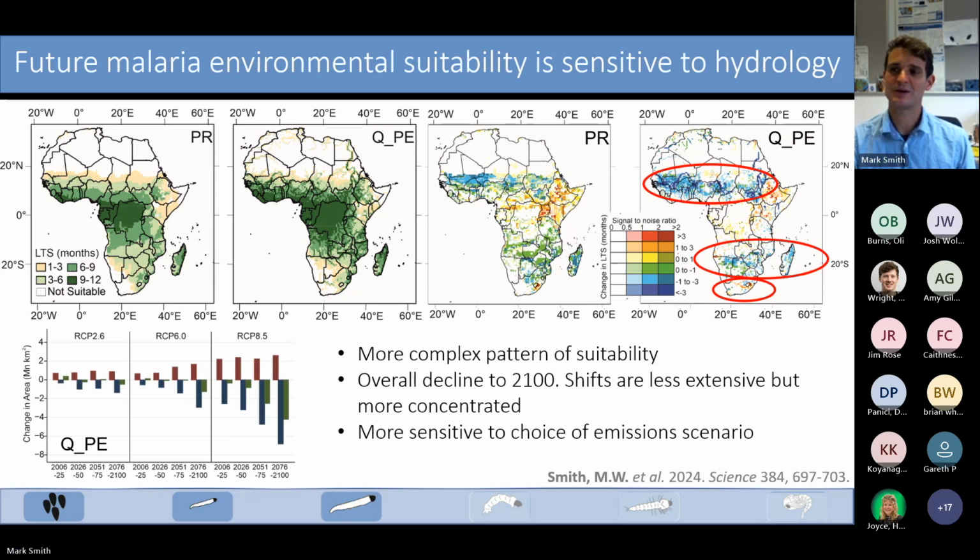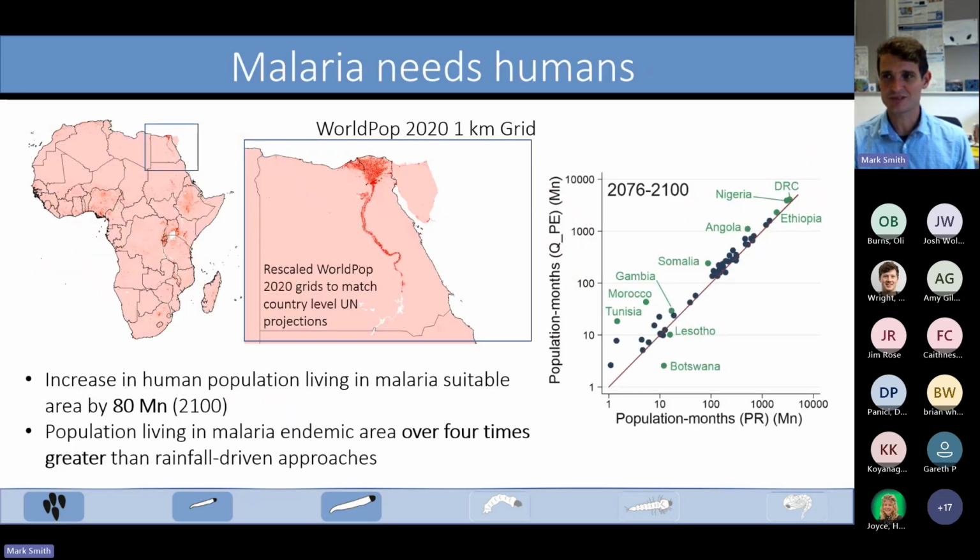Also, we've set a decreasing area, which is good news, but remember, our key thing here is actually human populations. And as we all know, the rivers are really important to be picking up, as we do in our model, because that's where the people are. The projected growth in the human population in Africa to 2100 means that despite the shrinking area, there's an increase in the overall number of people projected to be living in malaria suitable areas to that time. We'd expect it to increase by about 80 million people to 2100.